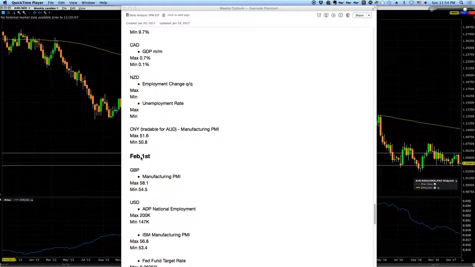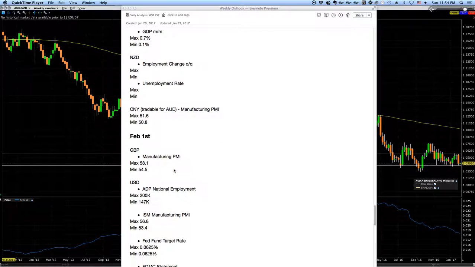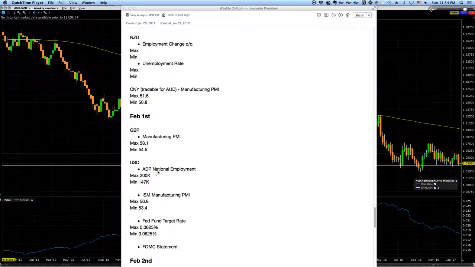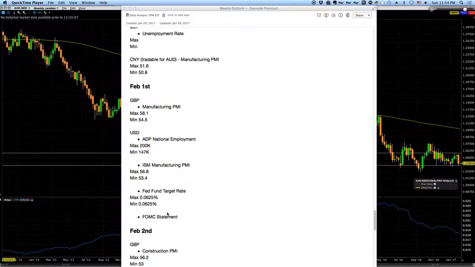February 1st, Wednesday, we will have the UK manufacturing PMI. We also have the ADP national employment, which is more of a preliminary hint for non-farm payroll. We have the ISM manufacturing PMI, and finally in the afternoon, we will have the federal funds target rate and FOMC statement.